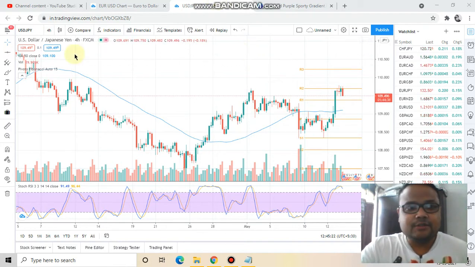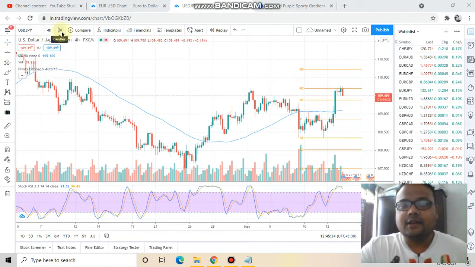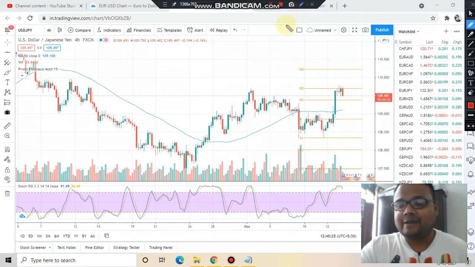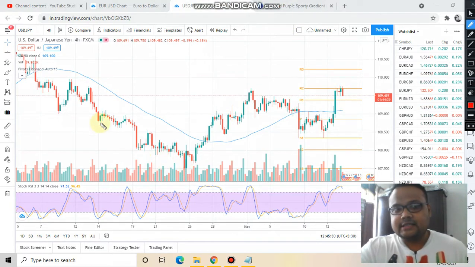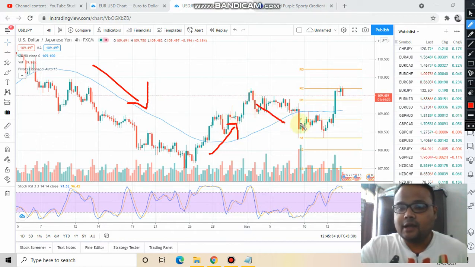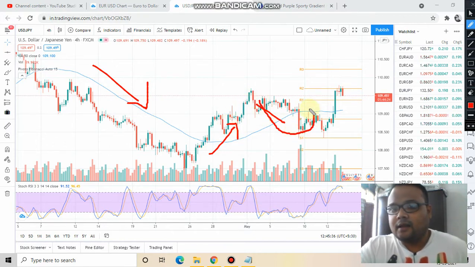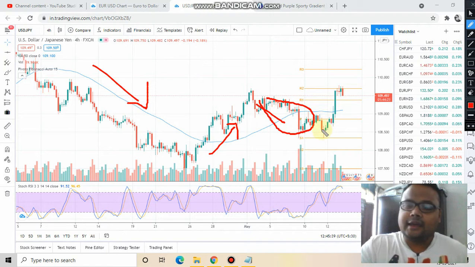As you can see, I'm using the 4 hours time frame, the beloved and most popular time frame in Forex trading, and my favorite too. And as you can see, market was in downtrend. Market tried to go up, then market came down, then again market tried to go up. Market is facing some resistance, and market is coming down again.